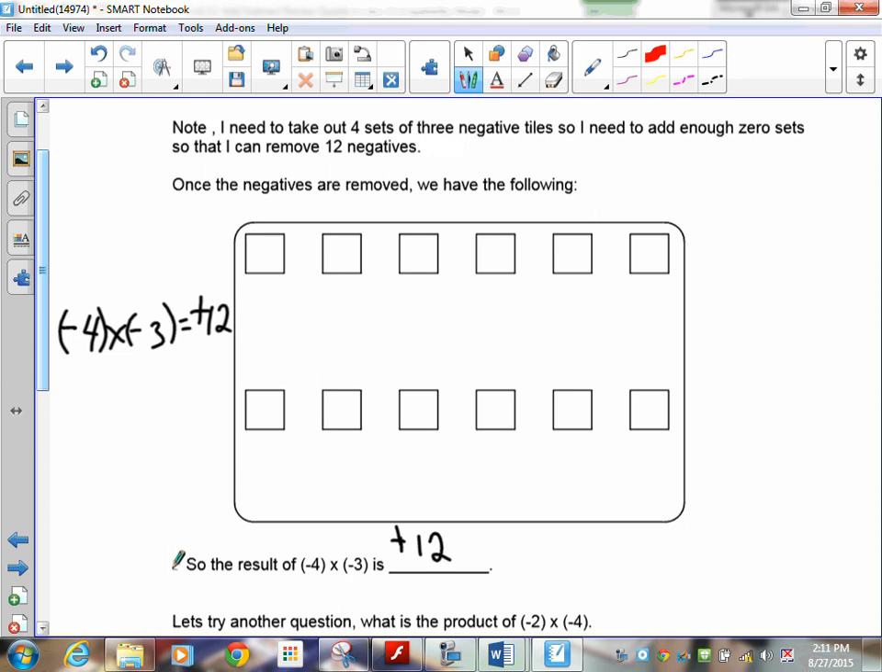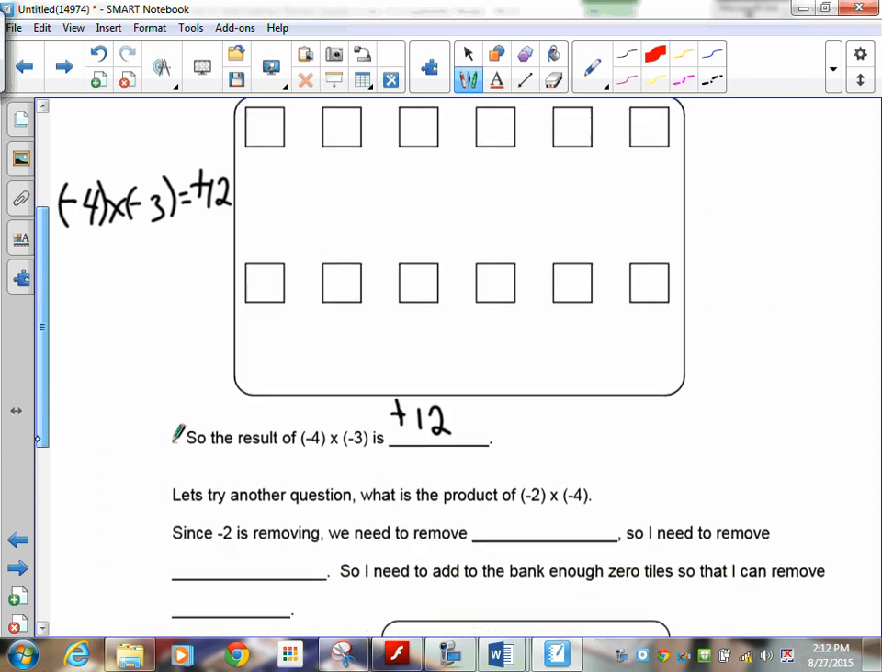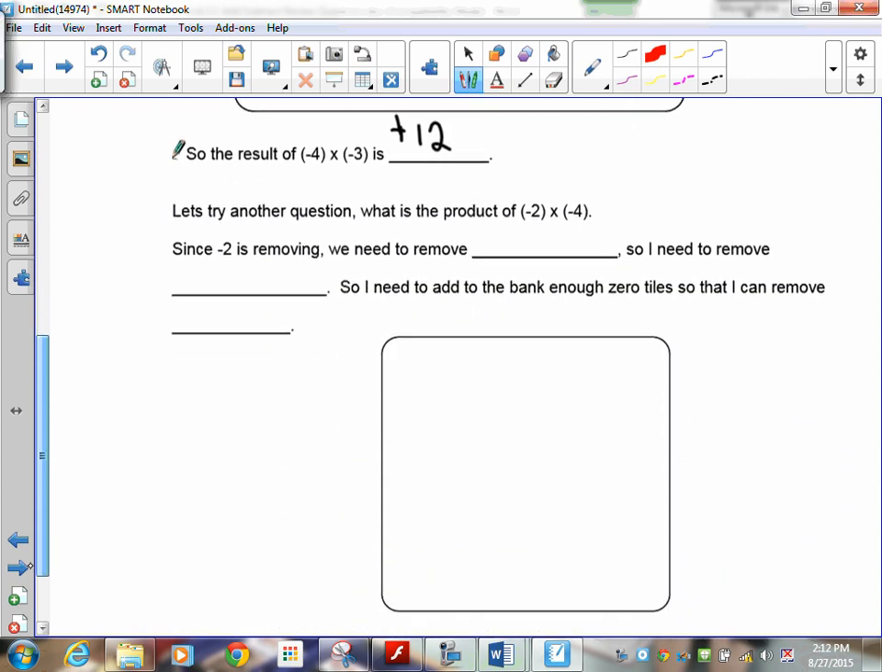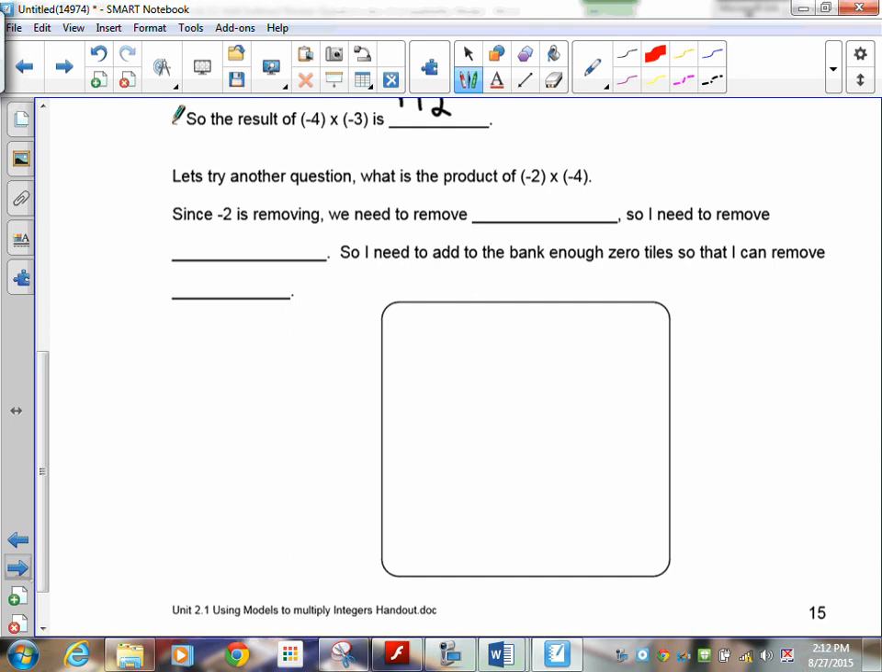Now, I think you should start to get the fact that we're trying to get away from drawing tiles because they have some problems. But let's try another one just to see if you can understand what's happening here. Let's try another question. What is the product of negative 2 times negative 4? Now remember, negative means take out two groups of negative 4. Well, if I'm going to take out two groups of negative 4, I need to remove, right?